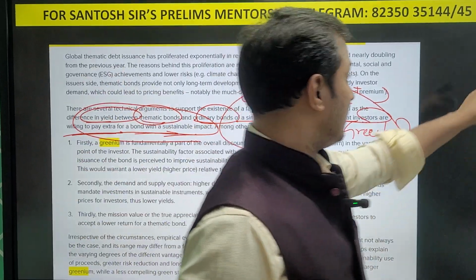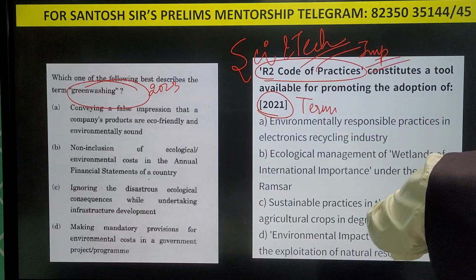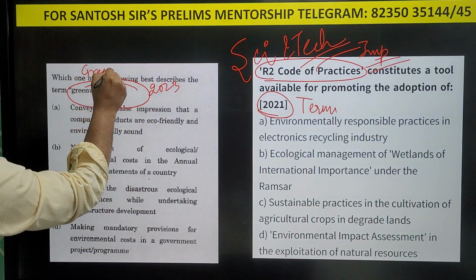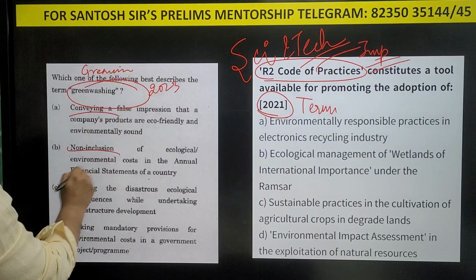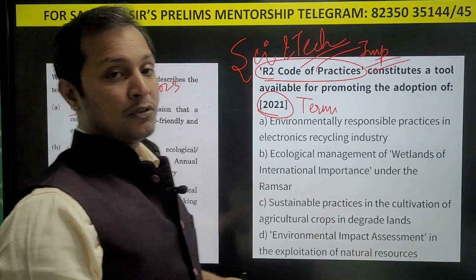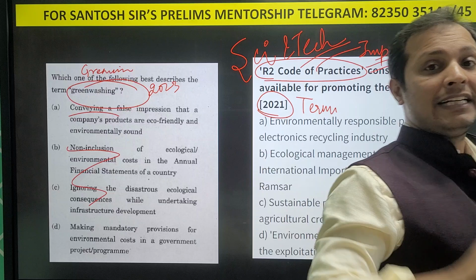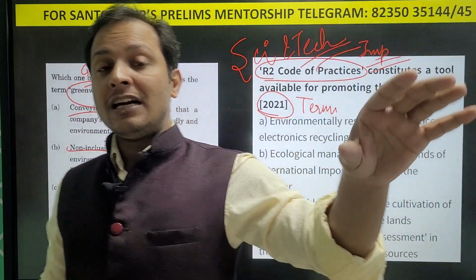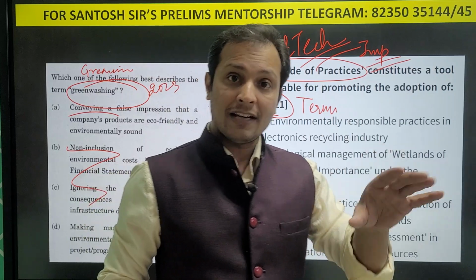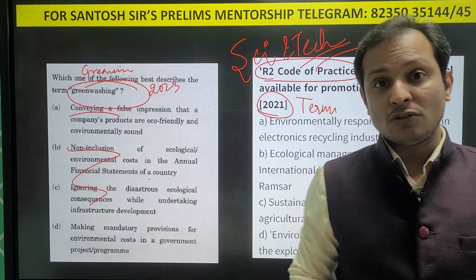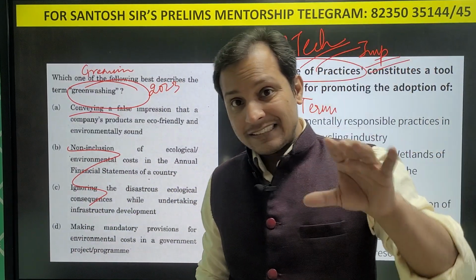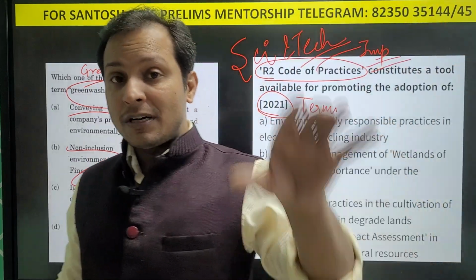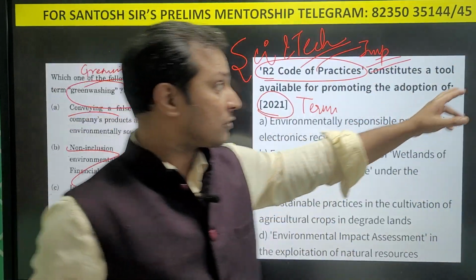So like you see, they will just frame this question: which of the following best describes greenium? And they will give you 4 statements. So what will be greenium? Greenium is the difference between the yield of a normal bond and a green bond, where the investors are willing to get a little less yield because the money will be used for sustainable development projects. So this is called greenium, guys.